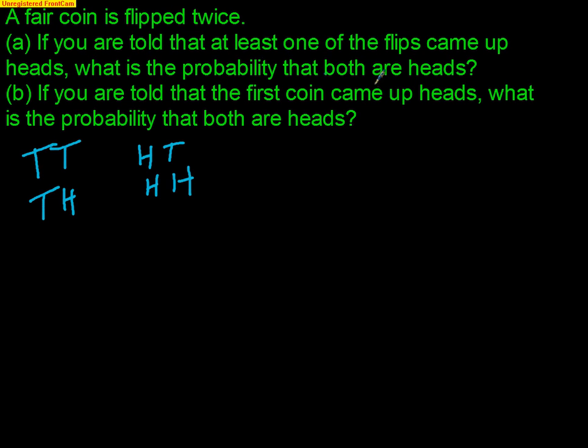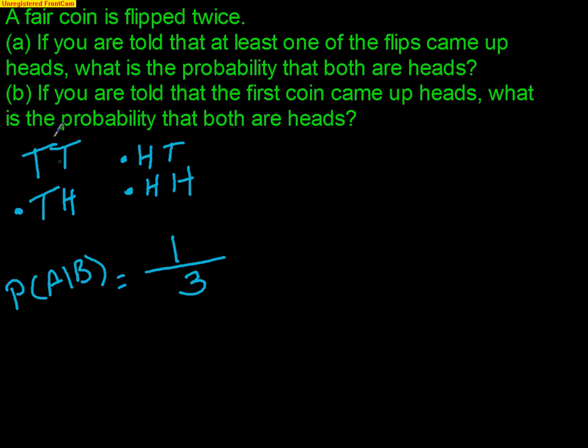It says, if you're told at least one of the flips came up heads. Okay. So this one, and this one. So three of them are heads. So that's the total number of possibilities I have. What is the probability they are both heads? There's only one way for making both heads. That's heads, heads. So this. So the probability A given B.